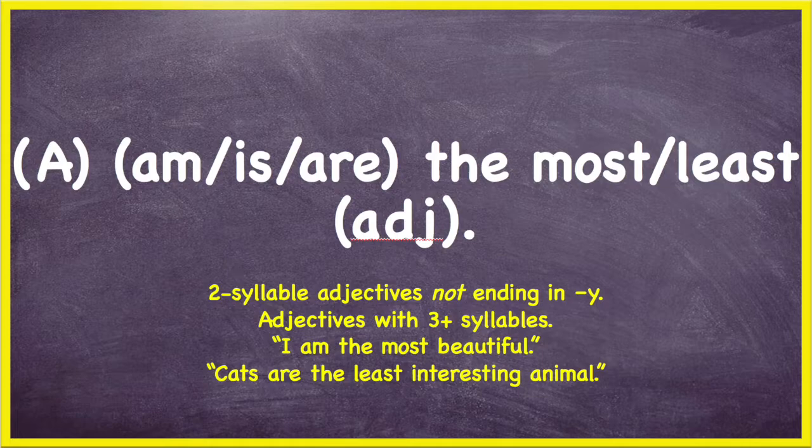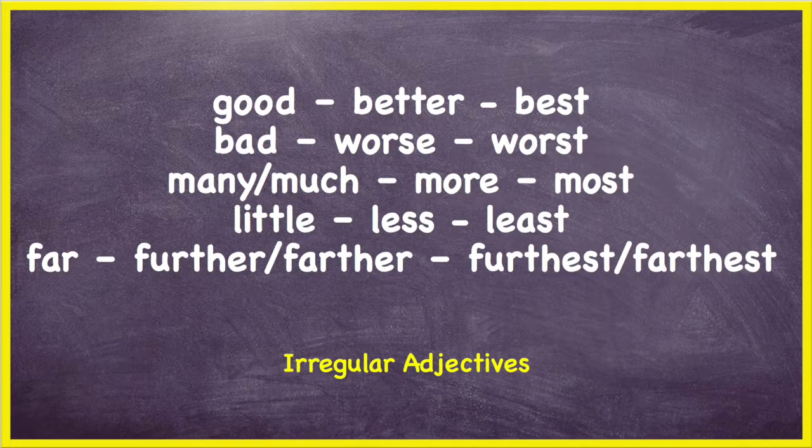All right, next one is if it's a 2-syllable adjective that does not end in Y, or if it is an adjective with 3 or more syllables, then you would say A, am, is, are, the most or the least adjective. So I am the most beautiful. Cats are the least interesting animal, right? And now let's have a look at irregular adjectives.